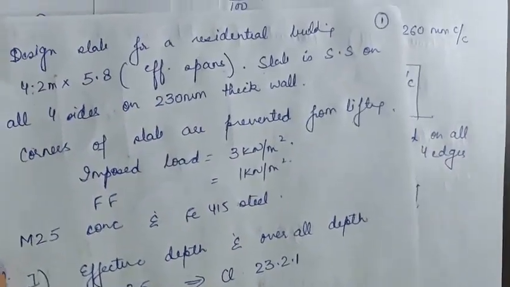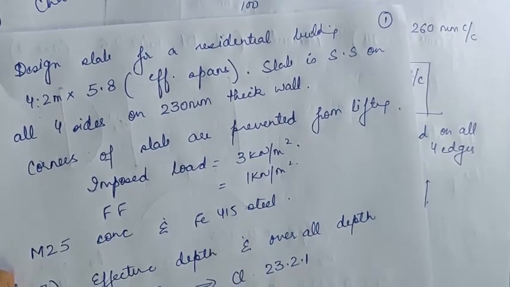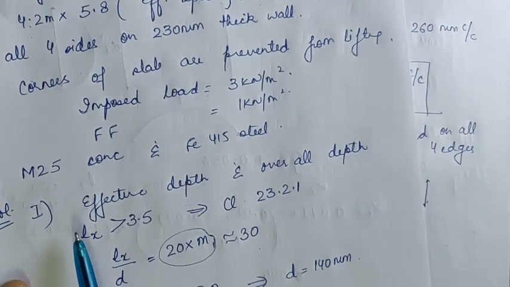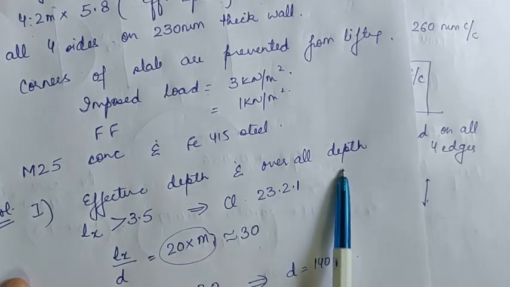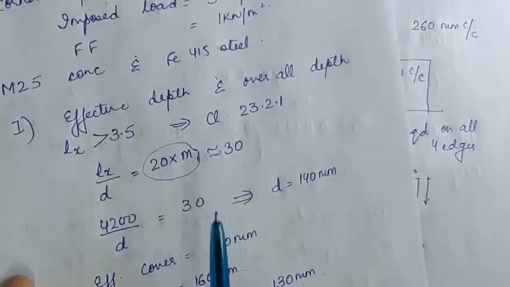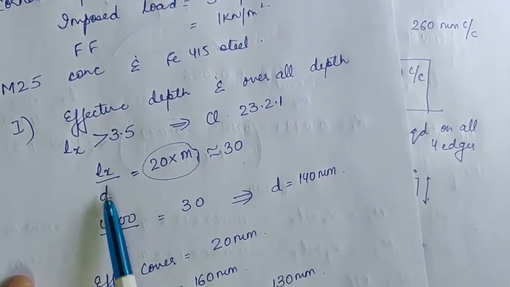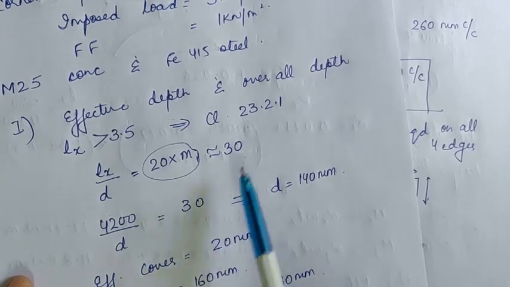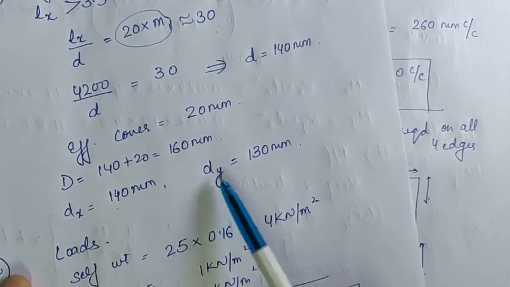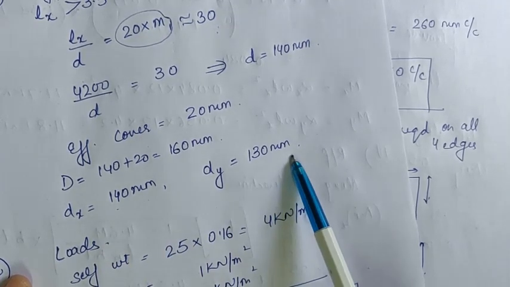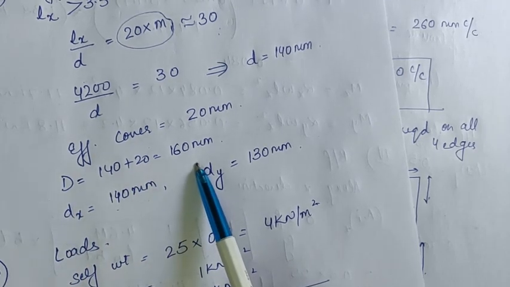So I'm repeating whatever we have done up till now. We were asked to design a slab. The loads were given. The conditions were given. The first step was we took the effective depth. So the value of effective depth and overall depth were taken. This was taken by using clause 23.2.1 by using Lx by d value to be 30. Effective depth is coming out to be 140 millimeters along x-axis. Along y-axis it is coming out to be 130 millimeters. Overall depth is coming out to be 160 millimeters.